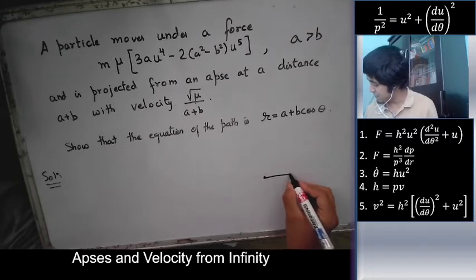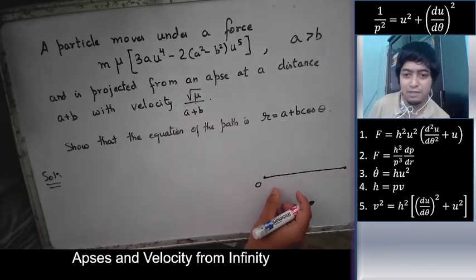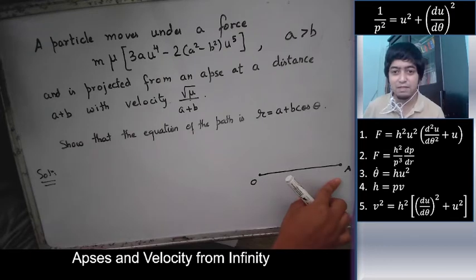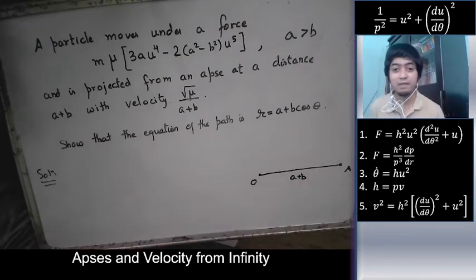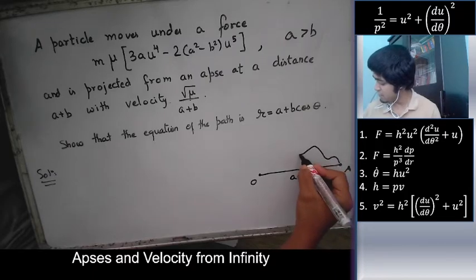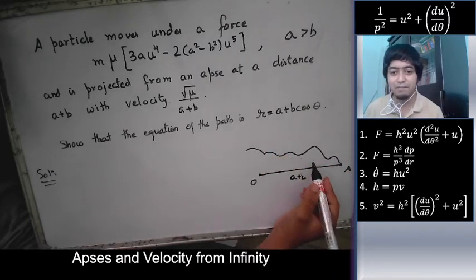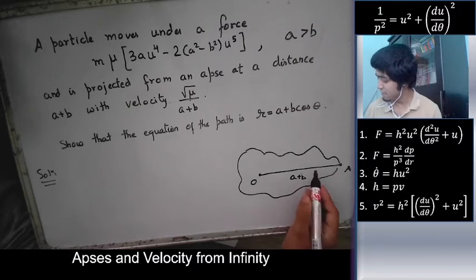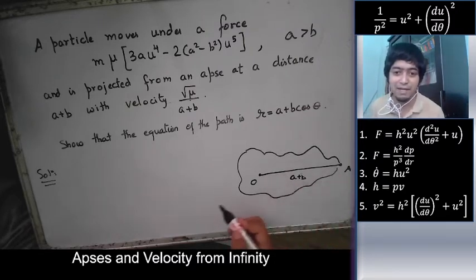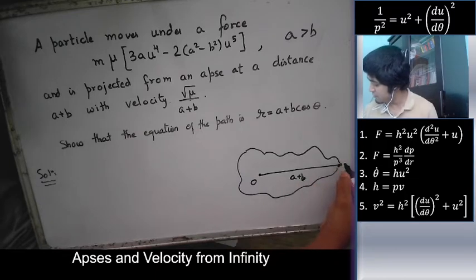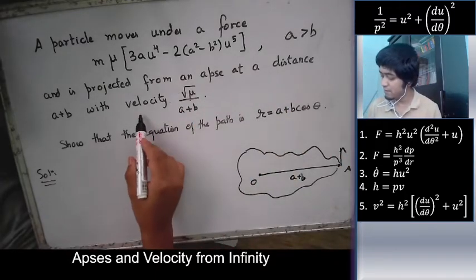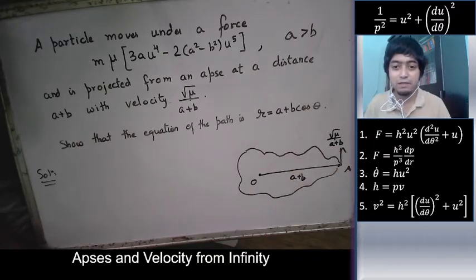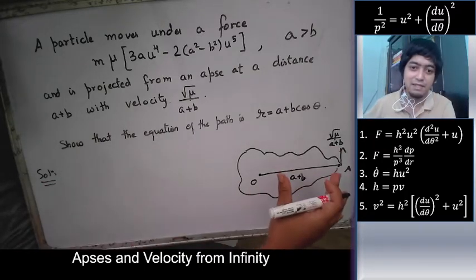So what is happening over here? If O is the center of force, and A is the apse, then this distance will be a plus b, and the particle may move in this way. A will be the maximum distance, maybe it is moving in an orbit like this. That is, OA will be the maximum, and it is projected from this point with a velocity equal to root mu by a plus b. So we have to take note of what we are discussing in this picture as well.